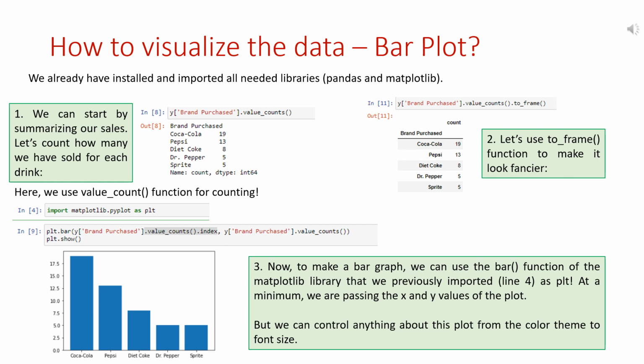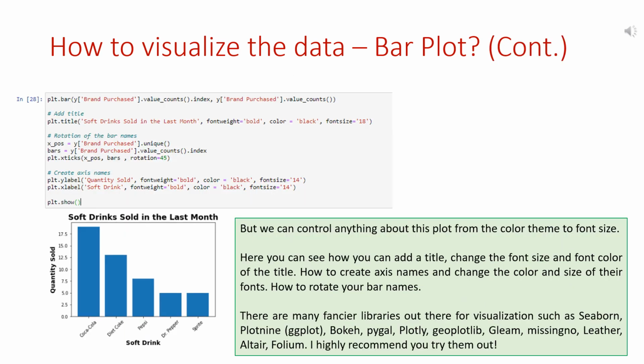3. Now, to make a bar graph, we can use the bar function of the Matplotlib library that we previously imported, line 4, as PLT. At a minimum, we are passing the X and Y values of the plot. But we can control anything about this plot from the color theme to font size. Here you can see how you can add a title and change the font size and font color of the title, how to create axis names and change the color and size of their fonts, and how to rotate your bar names.